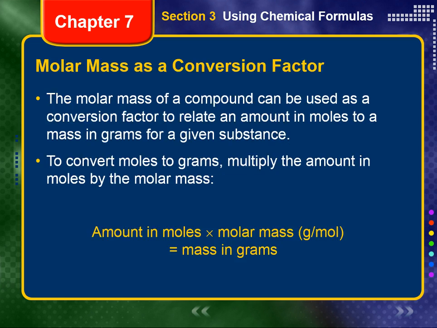Chapter 7, Section 3, Molar Mass as a Conversion Factor. The molar mass of a compound can be used as a conversion factor to relate the amount in moles to a mass in grams for a given substance. Recall that molar mass usually has the units grams per mole. To convert a known amount of a compound in moles to a mass in grams, multiply the amount in moles by the molar mass. So amount in moles multiplied by the molar mass in grams per mole is equal to the mass in grams.